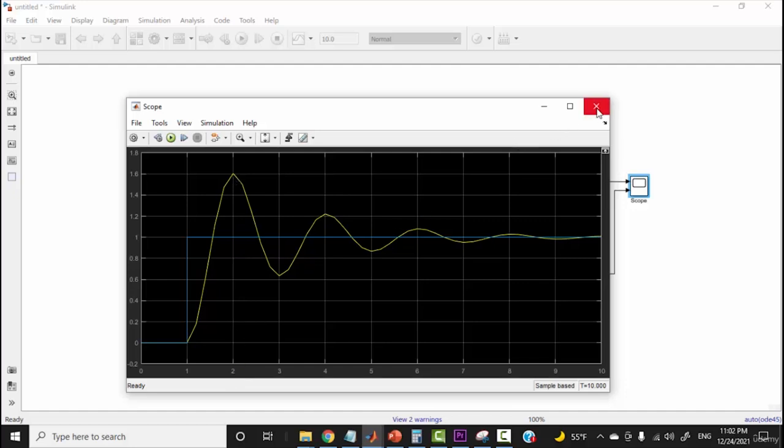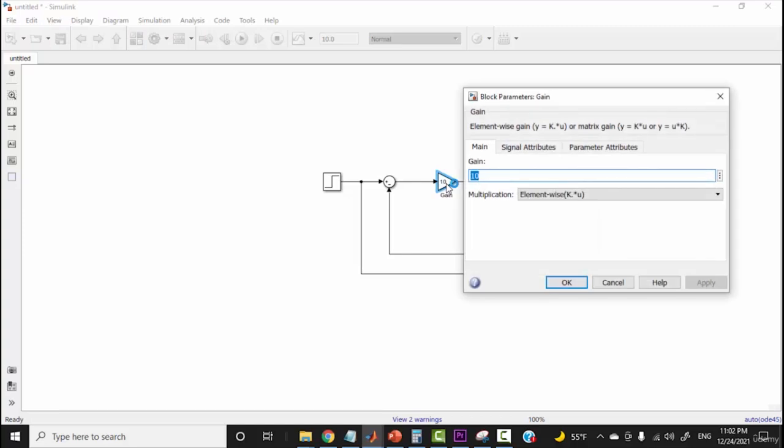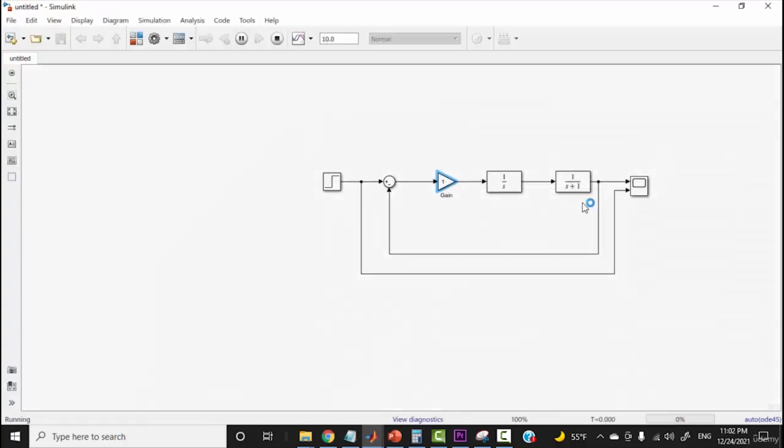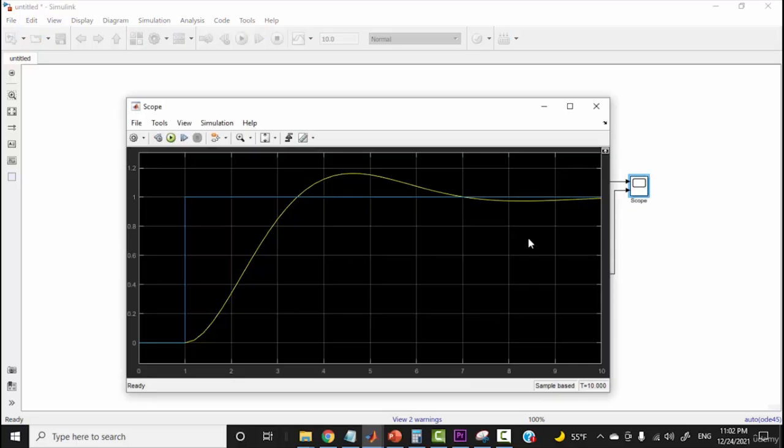So let's close this window and return this value to 1 and run again. What do you see here? This is the maximum overshoot value, and the time here is about 5 seconds. In the previous, it was 2 seconds. The system here becomes slower, so increasing the parameter of the integral controller makes the system faster. But unfortunately, it also increases the overshoot, which is not good for the system.